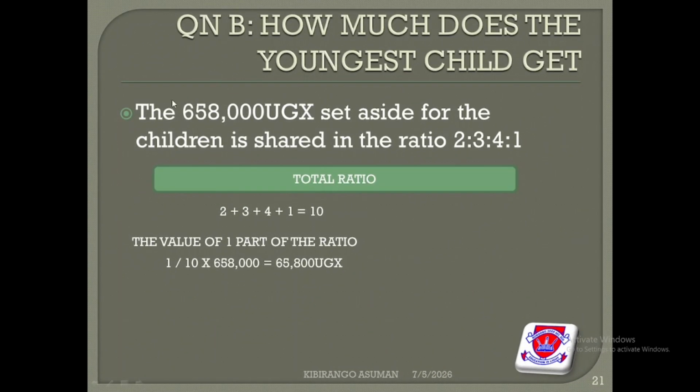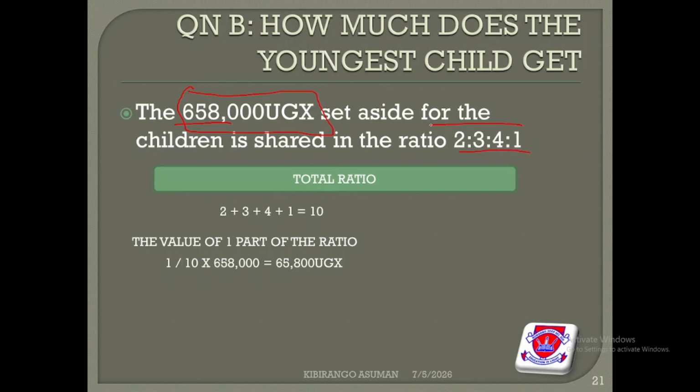So question B says, how much does the youngest child get? The money which is shared among the children is 658,000. We remember that we took 10% of the income and got this number, which shows the amount shared among the children. The ratio of the children is 2 to 3 to 4 to 1.